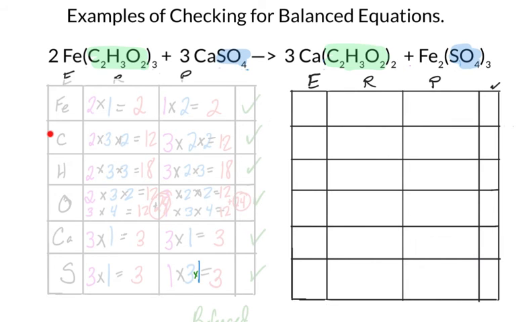So the first part, just list what we have. We have iron, we have the acetate ion, we have the calcium, and we have the sulfate ion. Those are our 4 things that we're going to be looking for.